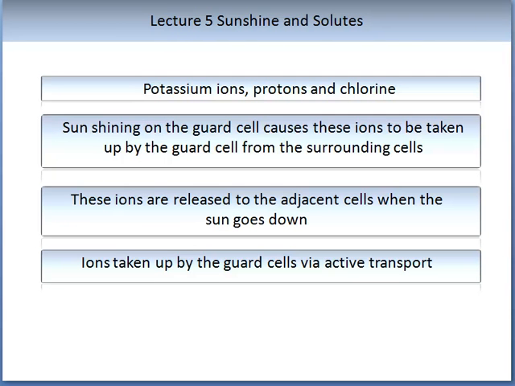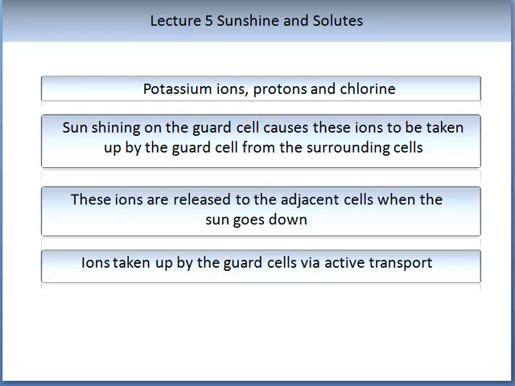There are three solutes involved in the active transport: potassium ions, protons, and chlorine. The protons are obtained from water. The sun shining on the guard cell causes the ions to be taken up by the guard cell from the surrounding cells. These ions are released to the adjacent cells when the sun goes down. This is, of course, assuming that no other environmental input overrides this. For example, an extreme water deficit can result in guard cells closing.